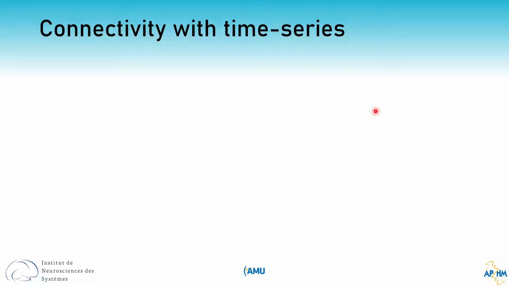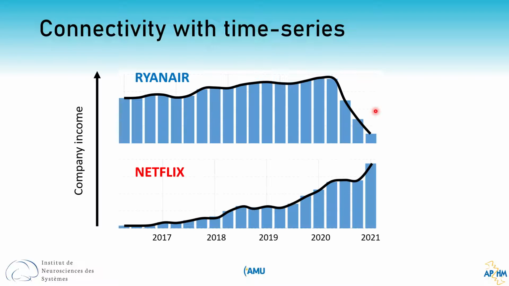In several scientific fields, the study of connectivity is based on time series. For each element, like the income of a company, we can acquire a signal that describes its activity along the time, with a different value for each observed time point. So for different companies, we have different signals, like the income of Ryanair and Netflix during the last 5 years. We can see here the effect of coronavirus, for example, during the last year.